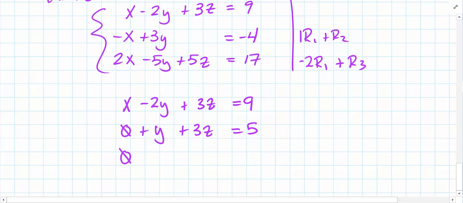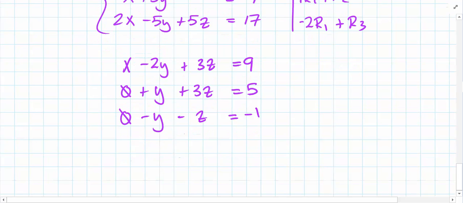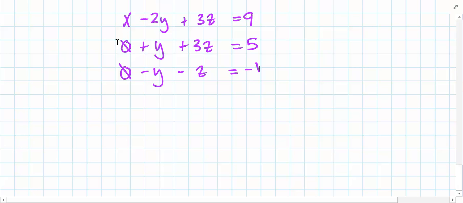Negative 2 times a negative 2y would be a positive 4y. Positive 4y minus 5y is how much? Negative y. Good. Negative 2 times 3z is negative 6z, plus a 5z is negative z. Equals, negative 2 times 9, negative 18, plus 17 is negative 1. Good. Now I have a new system, so I can get rid of the old ones because I don't need them anymore.